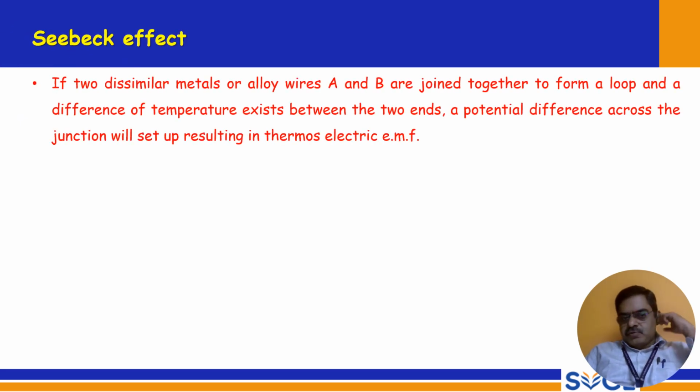It is, if two dissimilar metals or alloy wires A and B are joined together to form a loop, and a difference of temperature exists between the two ends. Most importantly, two dissimilar metals. So this is the basic principle. A potential difference across the junction will be set up, resulting in thermoelectric EMF. A very small EMF is produced.